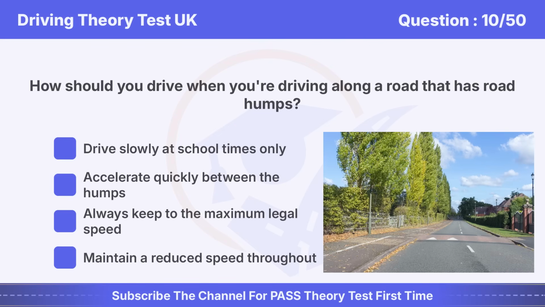Question 10. How should you drive when you're driving along a road that has road humps? Answer is D. Maintain a reduced speed throughout.